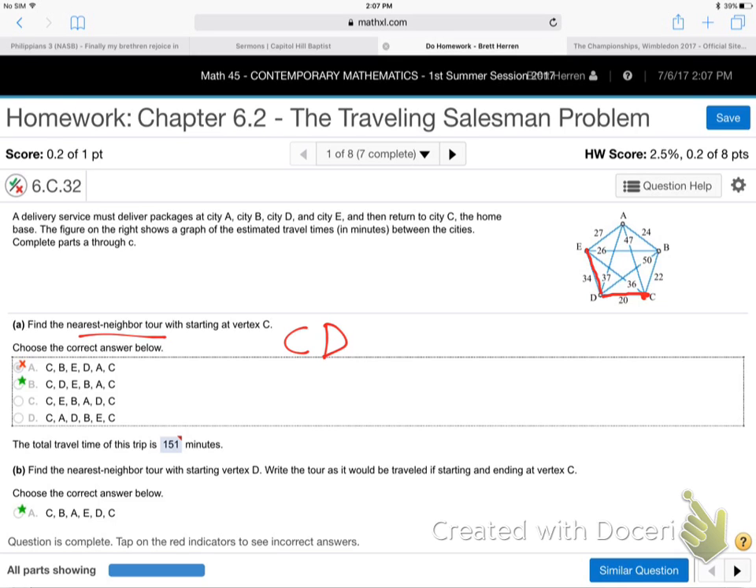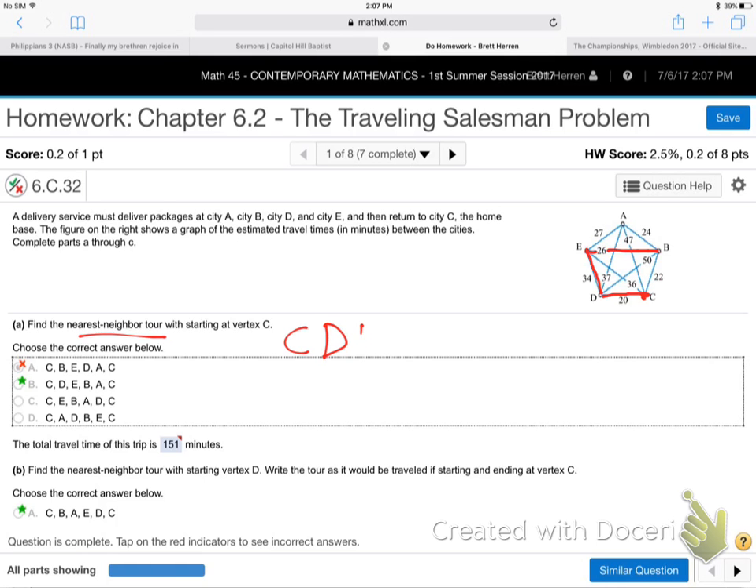And now from E, it's either going to be A or B, because those are the only two cities left we need to travel to. Which one is it, A or B? B. Yeah, B for 26. Go to B. And then finally, once you're at B and you only have one city left, don't worry about the numbers. You've got to go to that last city and you got to go home, right?